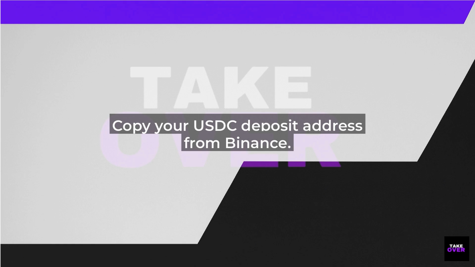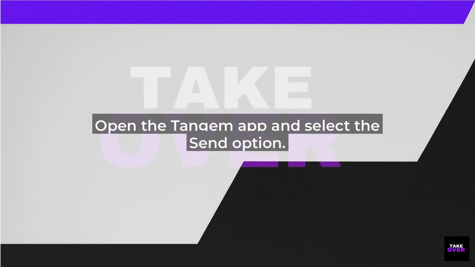Once you've got that address, open the Tangem app and select the Send or Transfer option. Enter the amount of USDC you want to send, making sure to leave enough for any network fees. Paste in the Binance wallet address carefully, double-check for typos. Before you confirm, review the transaction details, including the fee estimate.